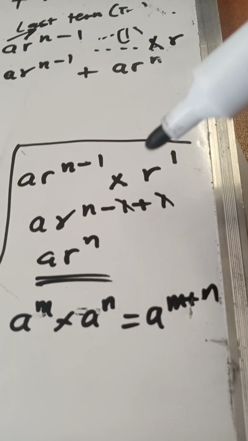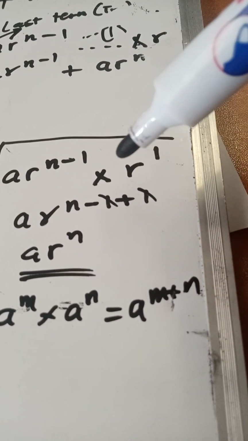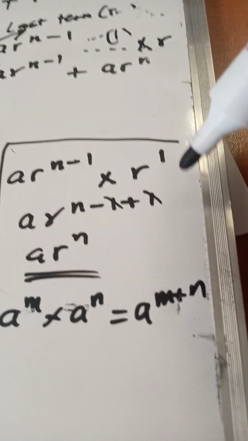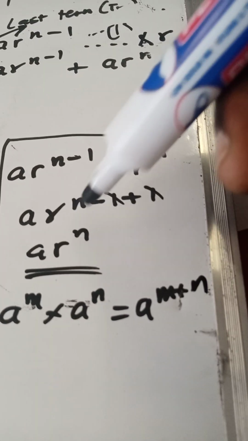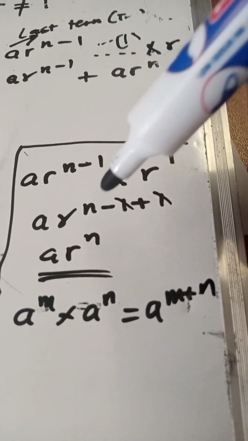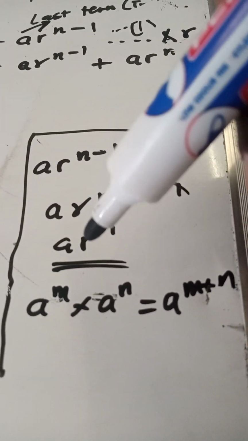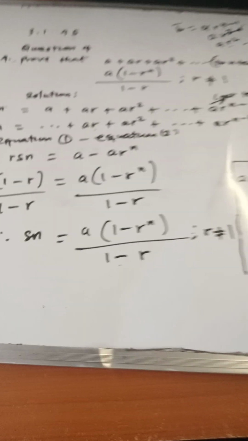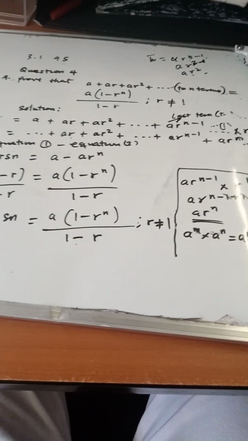r is the power 1. According to the law of exponents, when you multiply and you have the same base, what do you do? You add the exponents. So I have my ar to the power n minus 1 plus 1 from this r to the power 1. The minus 1 will cancel that one. Then we are left with ar to the power n, which is written here, ar to the power n, and you can call this equation number 2. So from now we have equation 1 and equation 2. Let's take note of that.